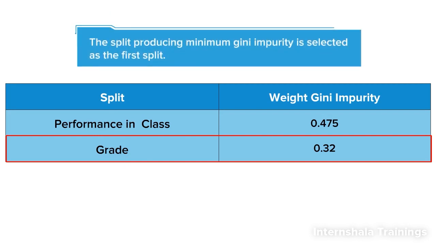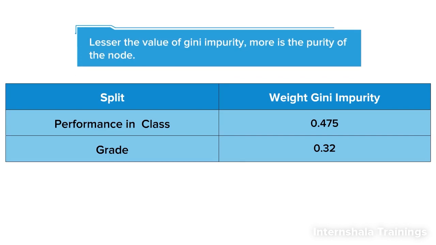Similarly, for each split, we will calculate the Gini impurity, and the split producing minimum Gini impurity will be selected as the first split. Now, as you know, the minimum value of Gini impurity means that the node will be more pure or more homogeneous. Therefore, we choose class as the first independent variable for splitting.